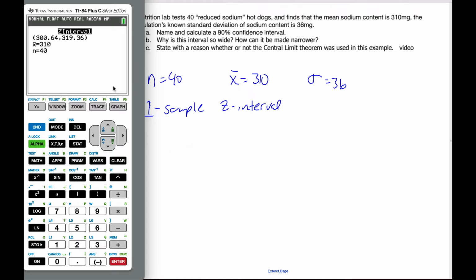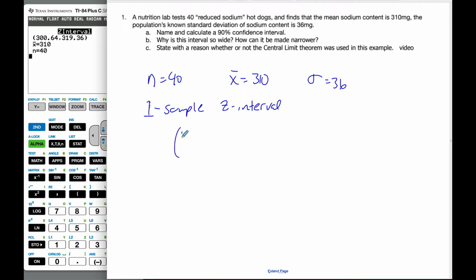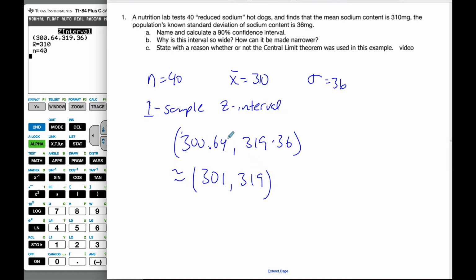And so there is my confidence interval, 300.64 to 319.36, which is approximately, to three significant figures, 301 to 319. And I like to do the actual one, get the full one, and then round to three significant figures, and it takes care of the significant figure issue.